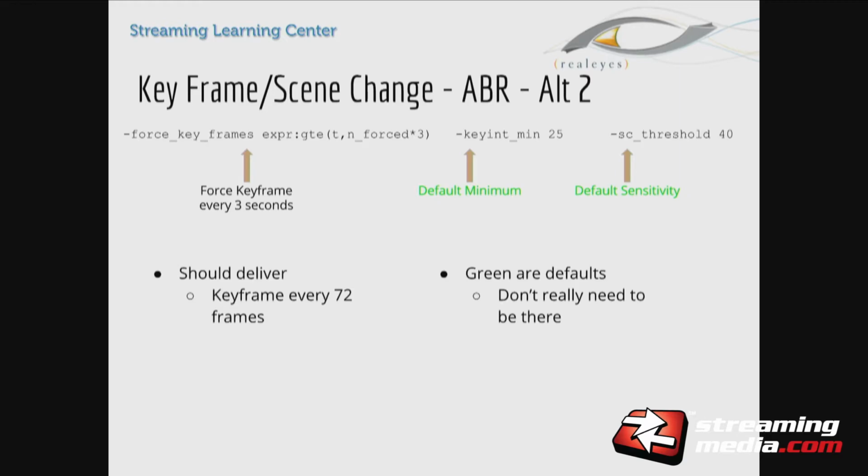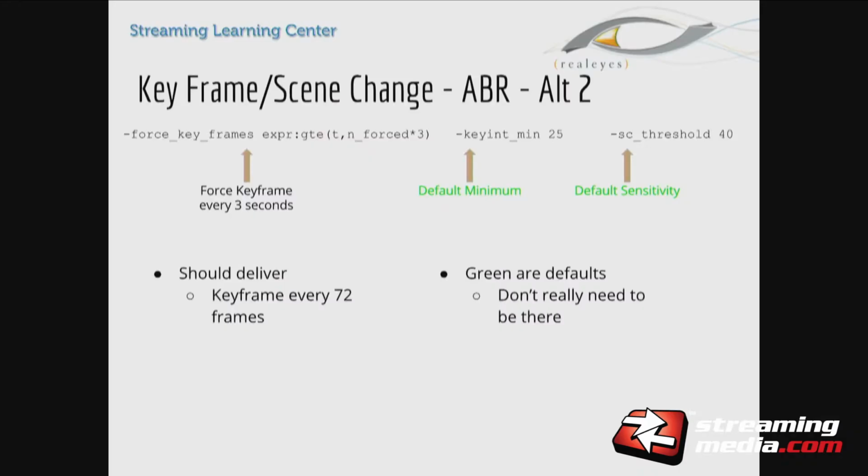Now, if I want keyframes at scene changes and a keyframe every 3 seconds, I use the command string shown on the upper left, the force keyframes algorithm. The 3 is 3 seconds. Once I use that, I'm saying I want a keyframe every 3 seconds. You don't need to include the next 2 commands because they'll default: a keyframe interval minimum of 25 and a scene change threshold of 40. So you can put those in, or not.